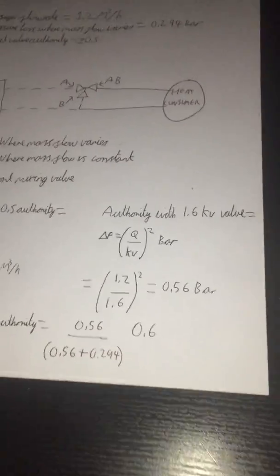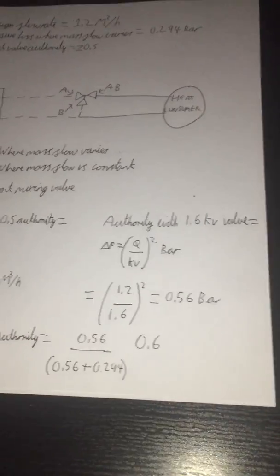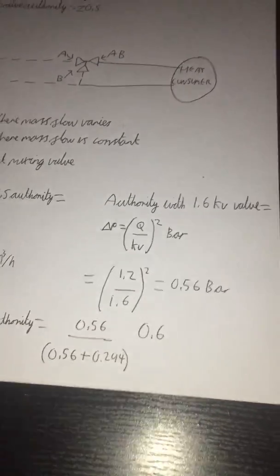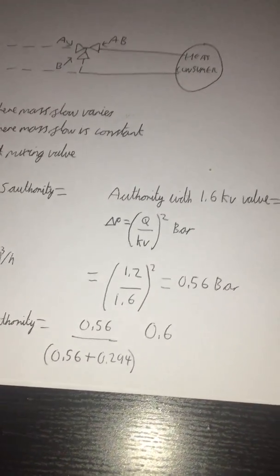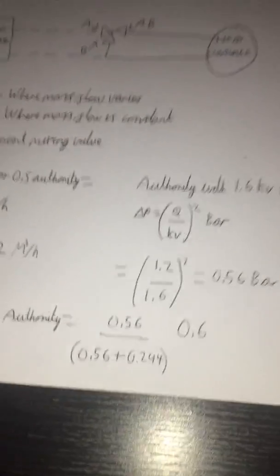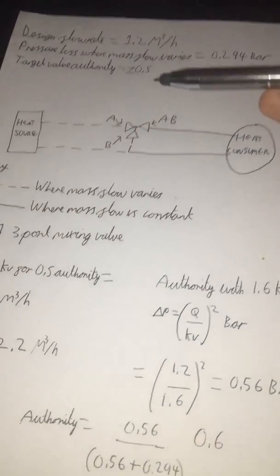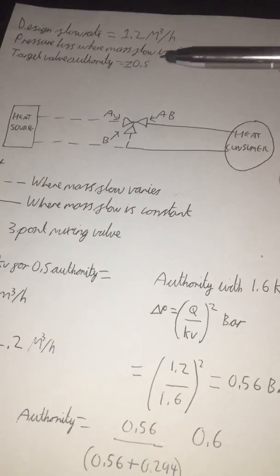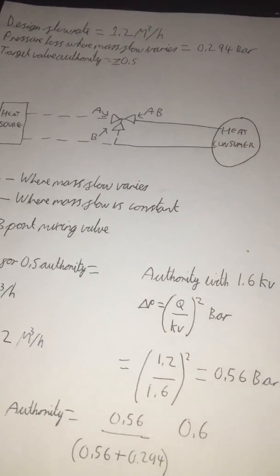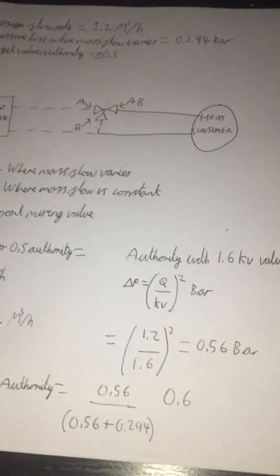I did try this example. The first valve I tried had a kV value of 2.4, which was a 3/4 inch valve, and the authority was only 0.4. So I went for a smaller valve, the half-inch valve, which gave me an authority of 0.6, and that satisfied my requirement of a valve authority equal to or above 0.5 and as close as possible to it.